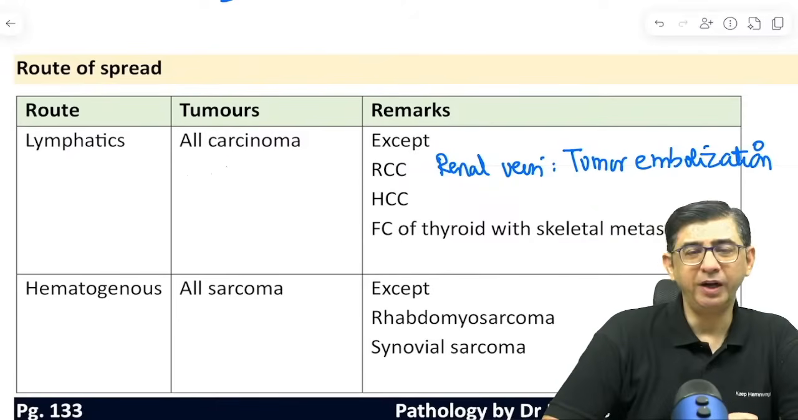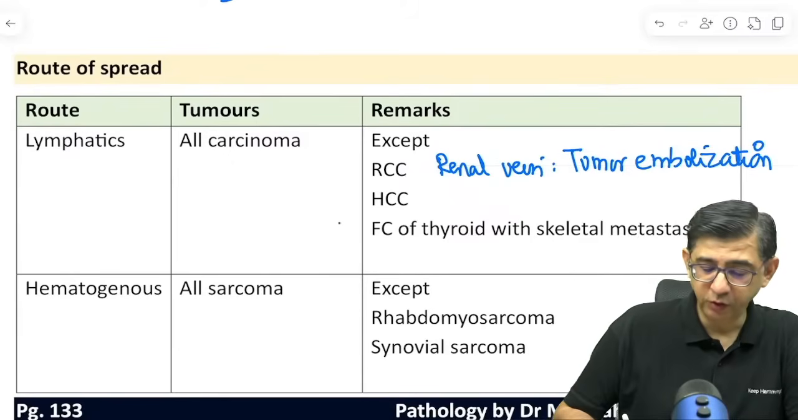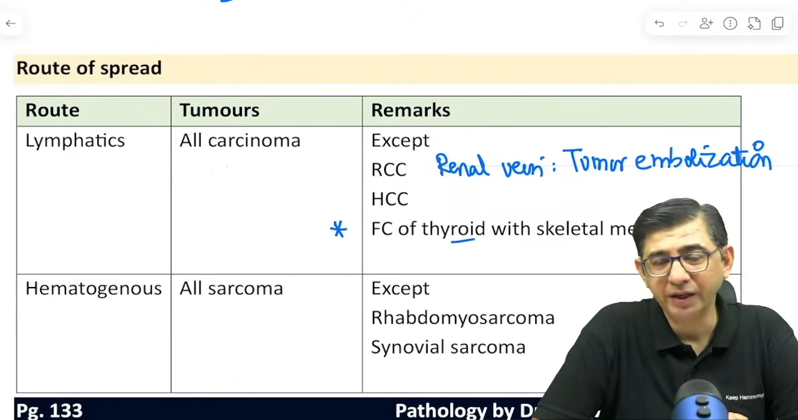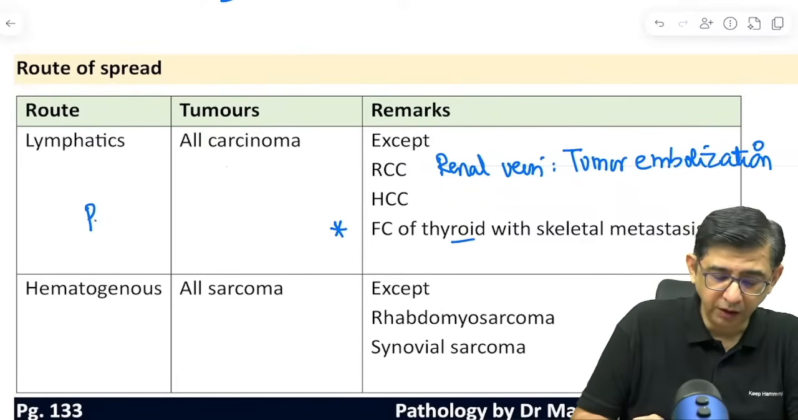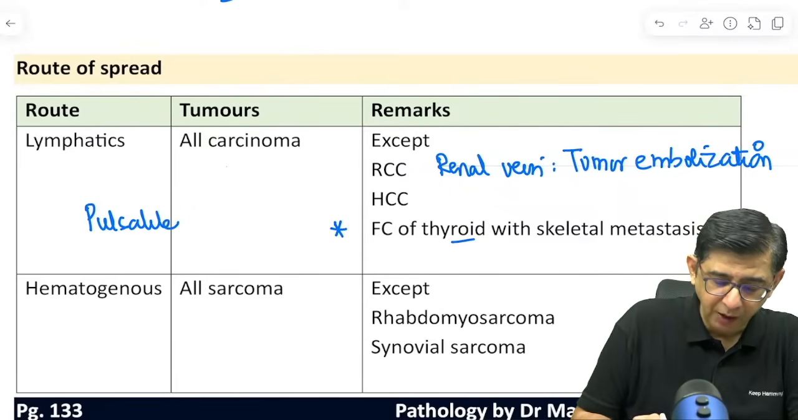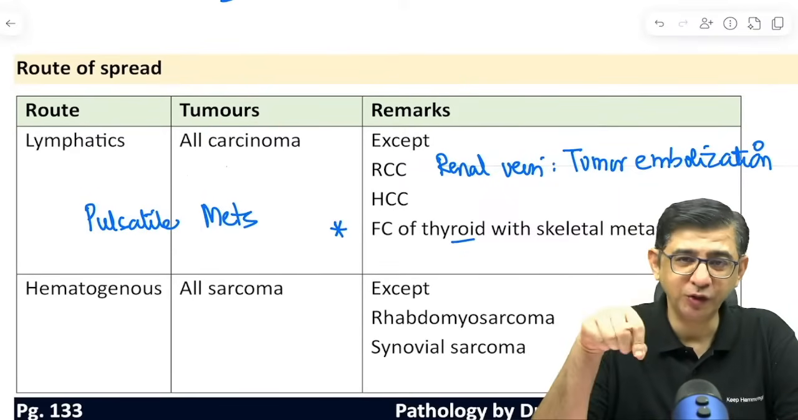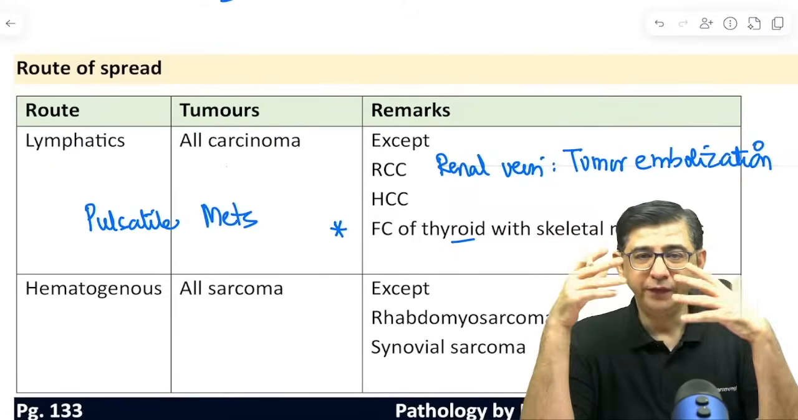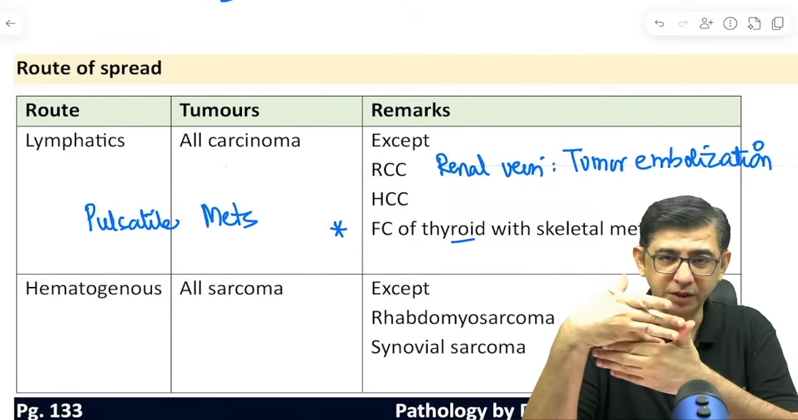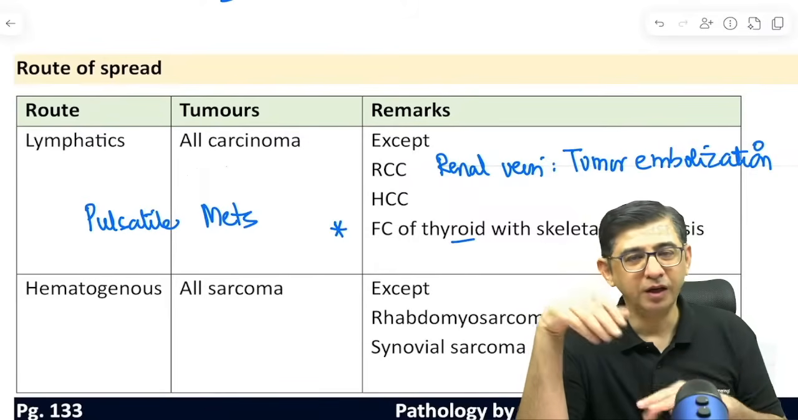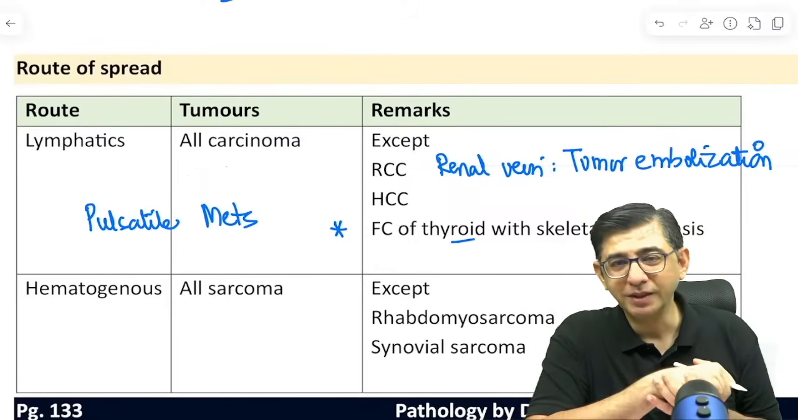Then obviously hepatocellular and a hot favorite of your examiner, follicular cancer of the thyroid with skeletal metastasis. I mean, ये तो याद करना ही करना है. I have always explained this. Pulsatile mets. बड़ी एक्सट्रीम बात बोल रहा हूँ. Follicular cancer thyroid will go to the skull, then it will destroy the inner table of the skull, then it will destroy the outer table of the skull. Inner table भी गया, outer table भी गया, so you get those pulsatile metastases.